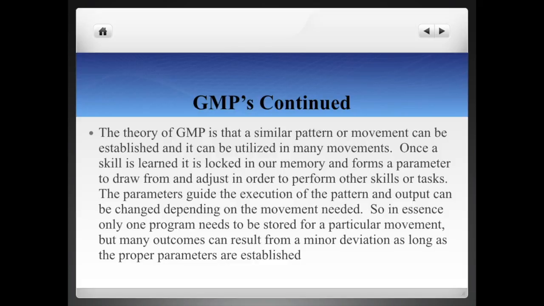The theory of a GMP is that a similar pattern or movement can be established, and it can be utilized in many movements. Once a skill is learned, it is locked in our memory and forms a parameter to draw from and adjust in order to perform other skills or tasks. The parameters guide the execution of the pattern, and output can be changed depending on the movement needed. So in essence, only one program needs to be stored for a particular movement, but many outcomes can result from a minor deviation as long as the proper parameters are established.